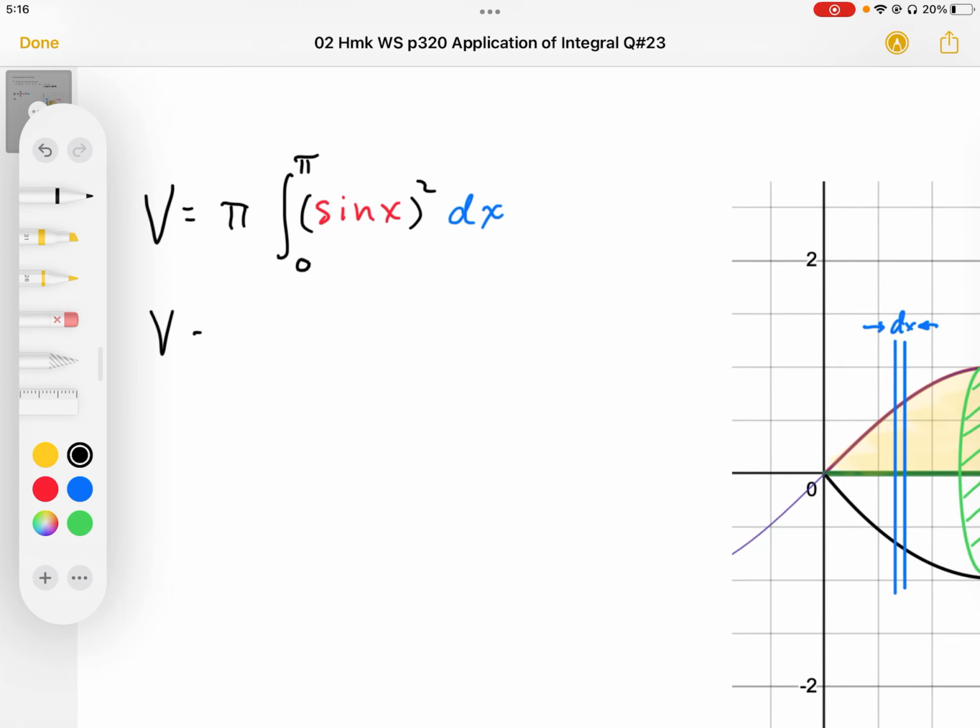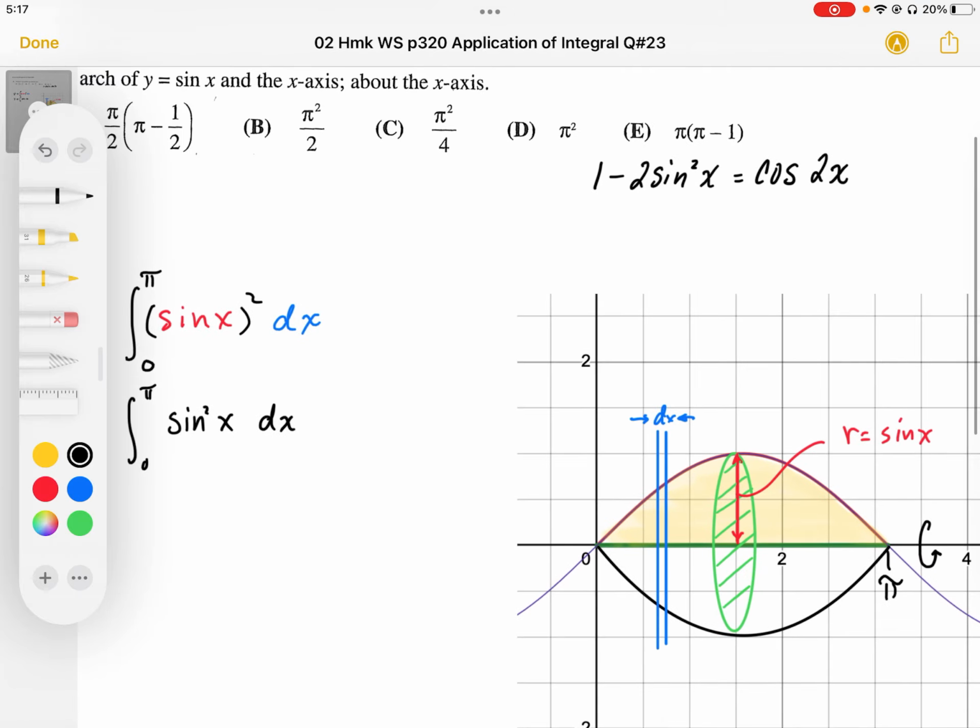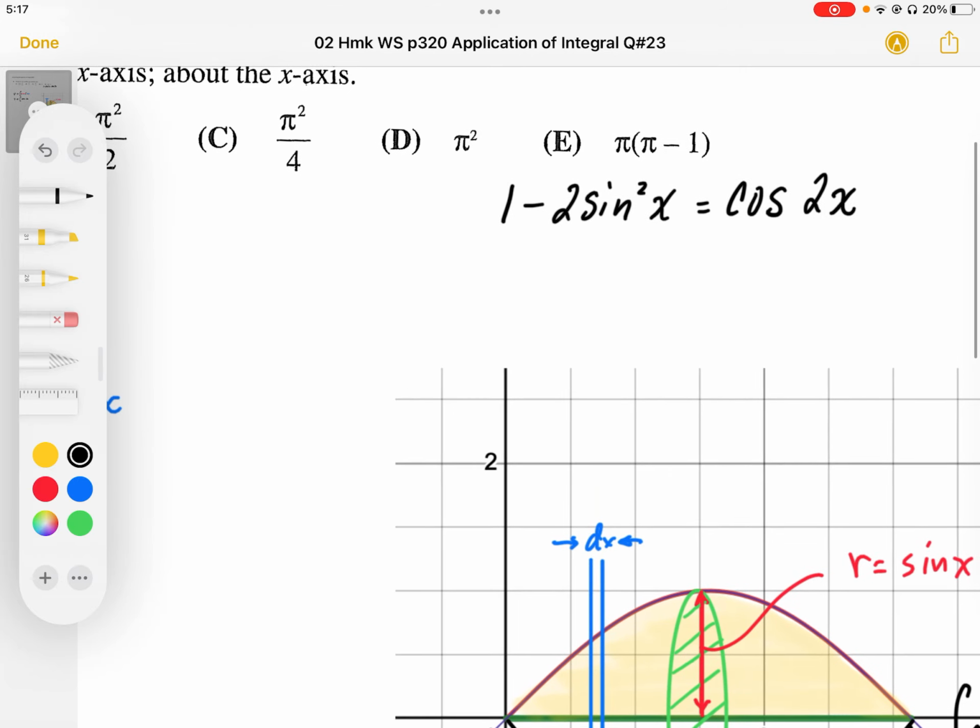Now, the problem with this integral is that we're not going to be able to anti-differentiate sine squared x. There is no known antiderivative for this. We can't use a substitution, and there are no techniques we can use to deal with it. So we're going to go back to this expression here and use this identity to convert sine squared into cos 2x, and we can anti-differentiate cos 2x.